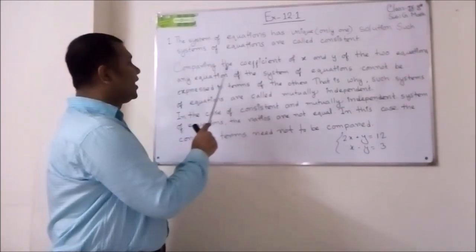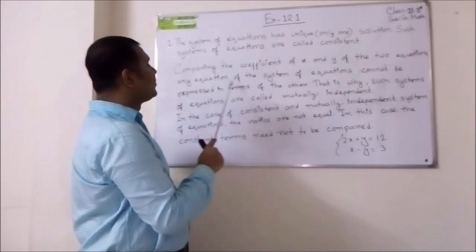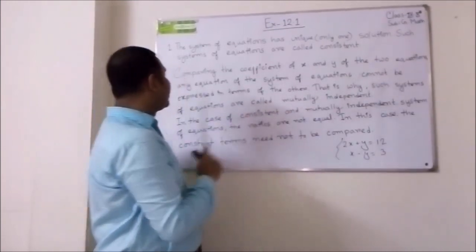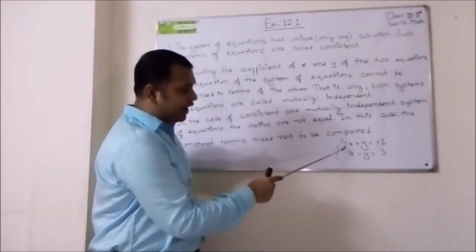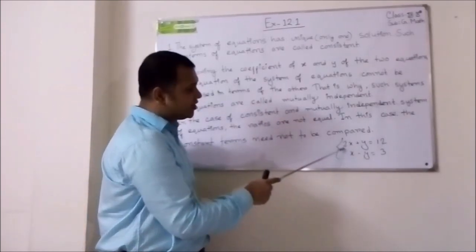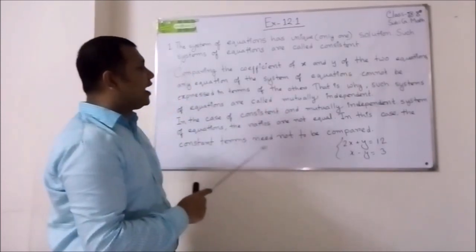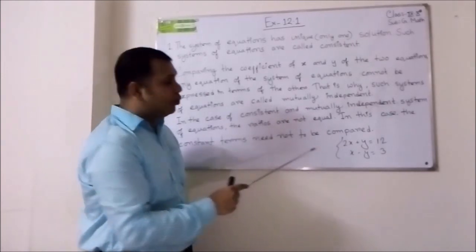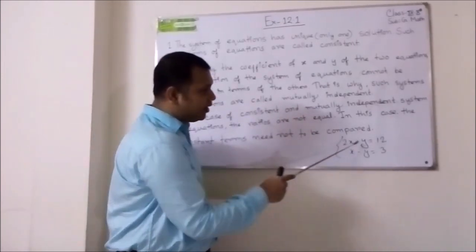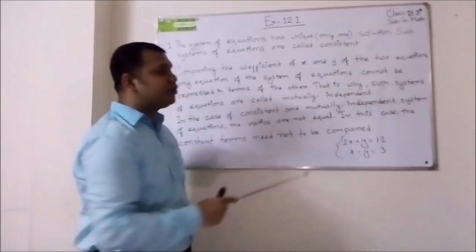Comparing the coefficients of x and y of the two equations of the system, one cannot be expressed in terms of the other. We cannot express these two equations in terms of each other. That is why such systems of equations are called mutually independent. We cannot multiply by any number to express the other equation. So that is mutually independent.